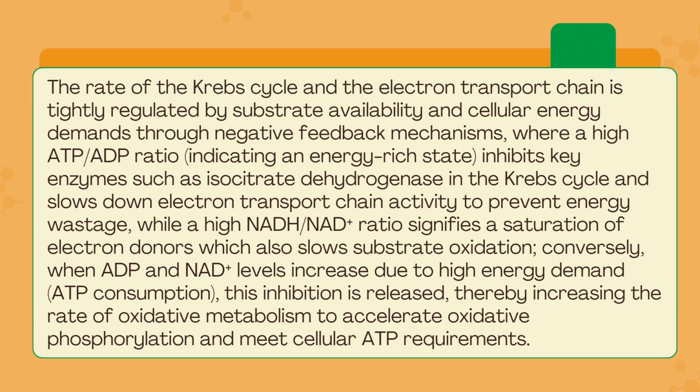Conversely, when ADP and NAD+ levels increase due to high energy demand and ATP consumption, this inhibition is released, thereby increasing the rate of oxidative metabolism to accelerate oxidative phosphorylation and meet cellular ATP requirements.